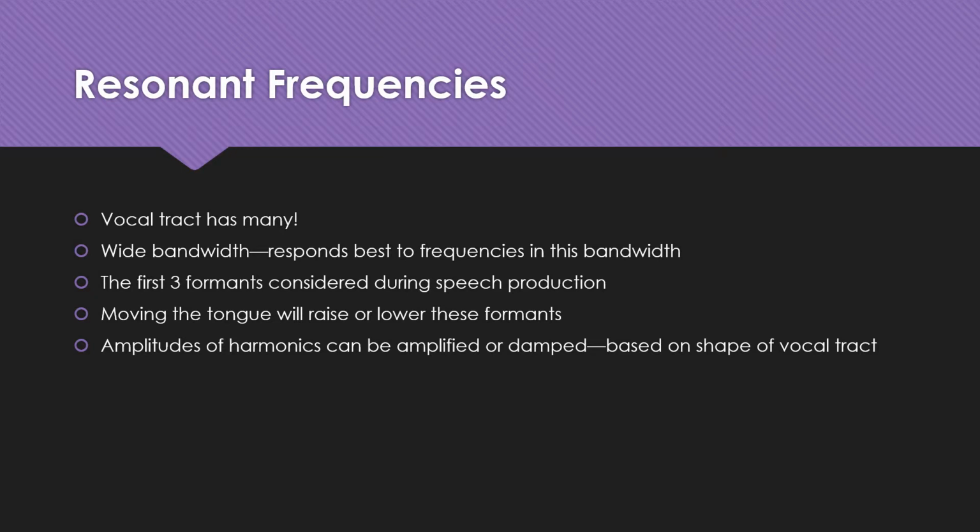So resonant frequencies, the vocal tract has many. It has a wide bandwidth, so it responds to a wide array of frequencies, but it responds best to the frequencies that are within that bandwidth. When we're talking about speech production, it's usually the first three formants that are considered. So when you move the tongue, it will either raise or lower the formants. The amplitudes of harmonics can be amplified or damped based on the shape of the vocal tract.